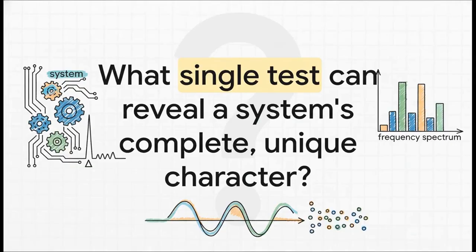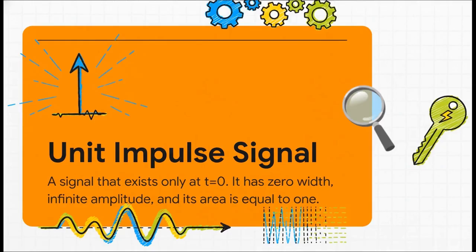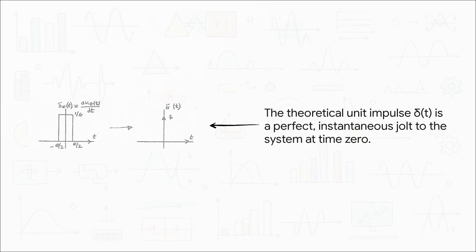So the big question is, if we want to understand a system completely, what's the ultimate test signal? What's the one input we can use that will reveal everything about a system's inner workings, all in a single go? Well, the answer is a theoretical tool called the unit impulse. And I gotta say, this is a truly mind-bending concept. It's a perfect instantaneous kick, a signal that is infinitely powerful, but it only lasts for an infinitely short moment. Now, while it can't really exist in the real world, this one idea is the master key to understanding any linear system. This slide really helps visualize it.